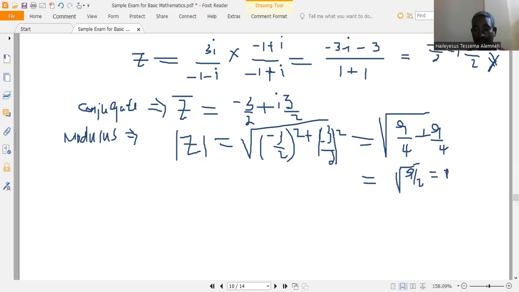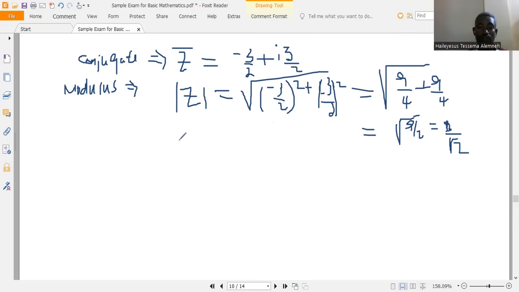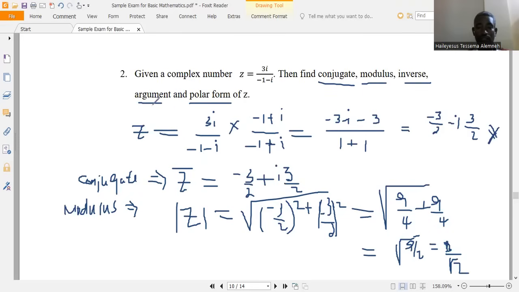Which is the same as 3 over the square root of 2. So the modulus of z is 3 over the square root of 2. Then the argument. But first, let's do the inverse of z.